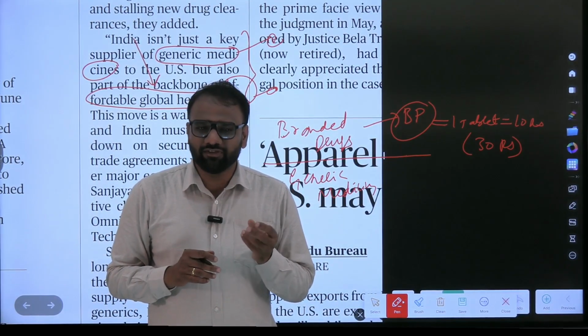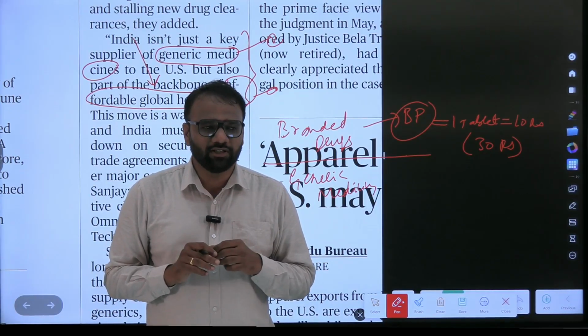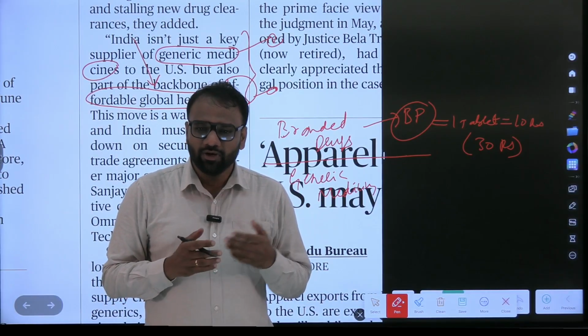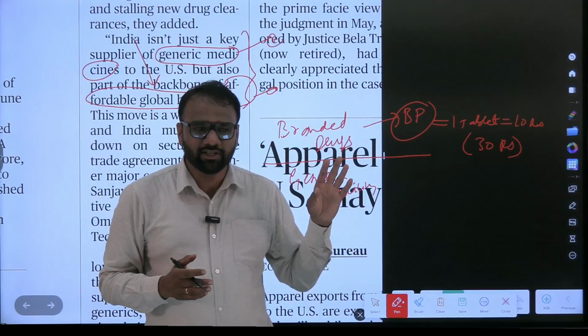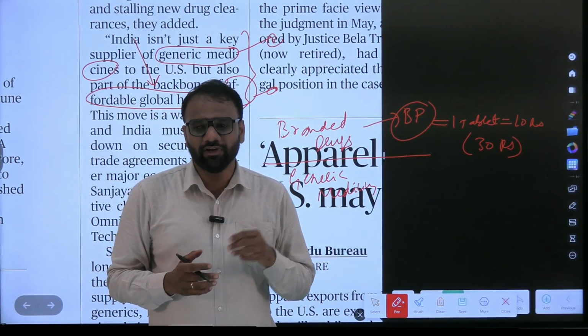Now he wants drugs at a much cheaper price, otherwise he will stop consuming the medicines itself. Okay, so this is the case. So in the worst case, what happens? Over a long period of time, if he does not consume the medicines, then it will have a negative impact on his health. His health will deteriorate.